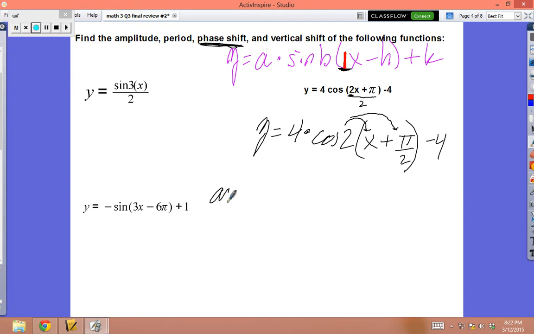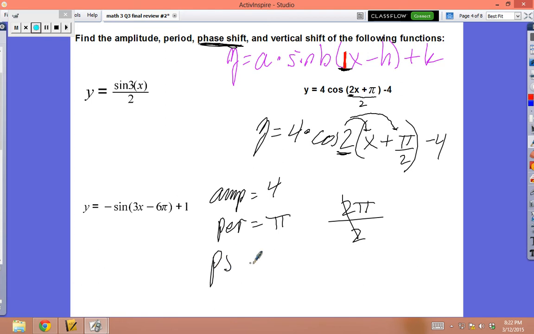So my amplitude is equal to 4. My period is equal to 2 pi divided by b, and this is b, so 2 pi divided by 2. So my period now is just pi, or 180 degrees.